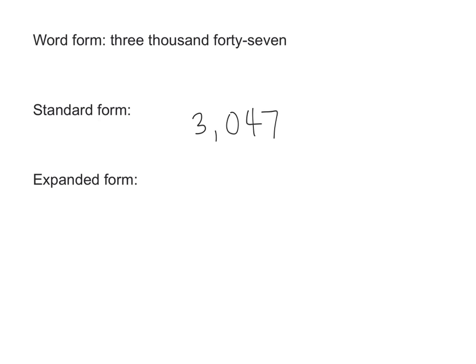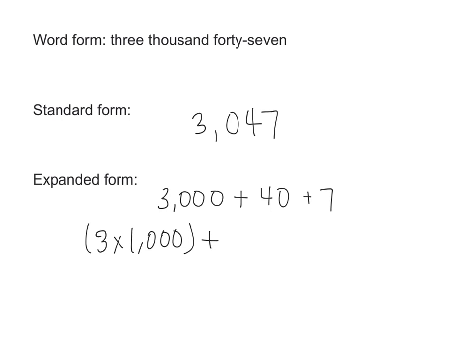Aditi? So you could do 3,000 plus 40 plus 7. But what if I want to expand it using multiplication? I have 3 times what? 1,000. Yep, 3 times 1,000 plus, what's my next digit? 4 times 10 plus 7 times 1.